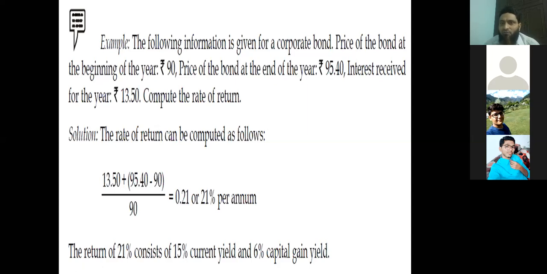And at the end of the first year, it was issued, for example, for a year, you are getting 95.4. So 5 rupees 40 paisa more amount you are getting. So 13.5 plus 5.4 is 18.9. So 18.9 upon 90 into 100, that is 21%. So rupees 18.9 is the return in terms of rupees, or 21%. Okay.